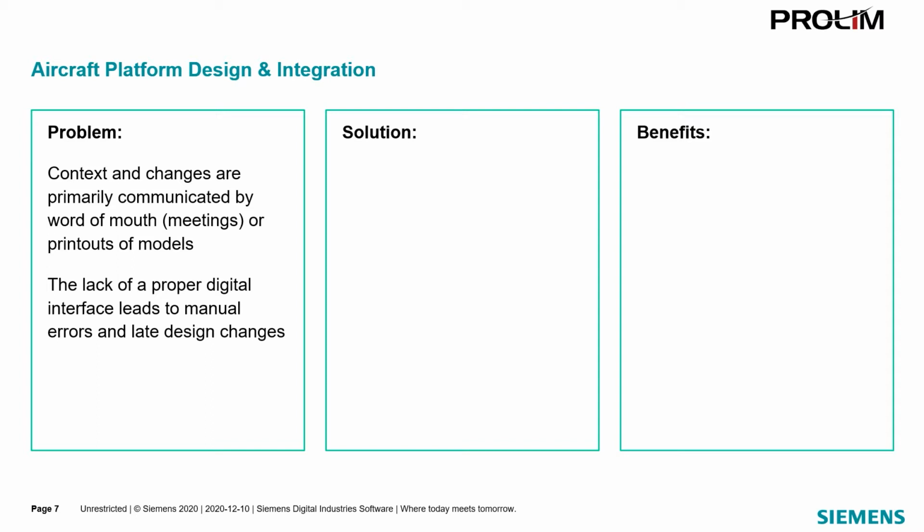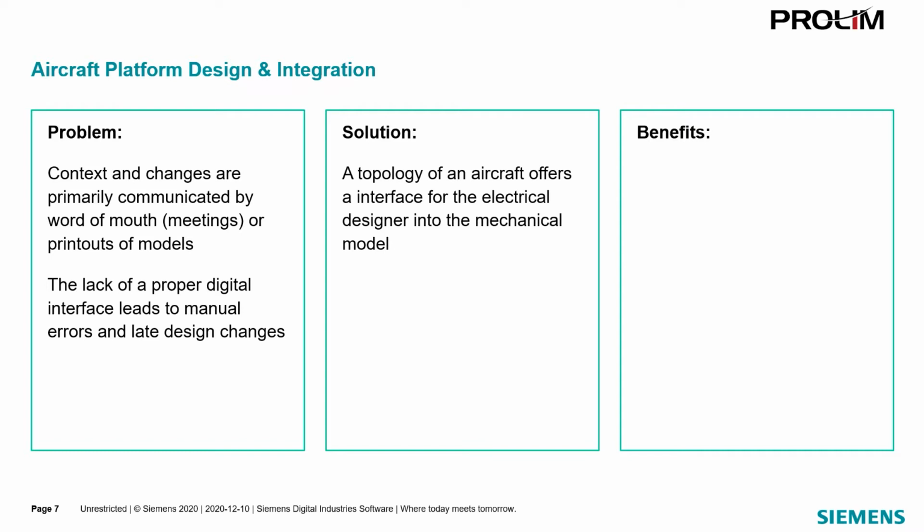And so without that digital interface, without that data that's actually driving the change from one domain to the other, it's very difficult to make sure that everything is being updated correctly and that everything is being validated. So what we're really going to see today is that a topology that you have of an aircraft is really going to offer an interface. It's really going to break down the domains between the electrical and mechanical engineers, because we have an interface for them to actually communicate that's a data source.